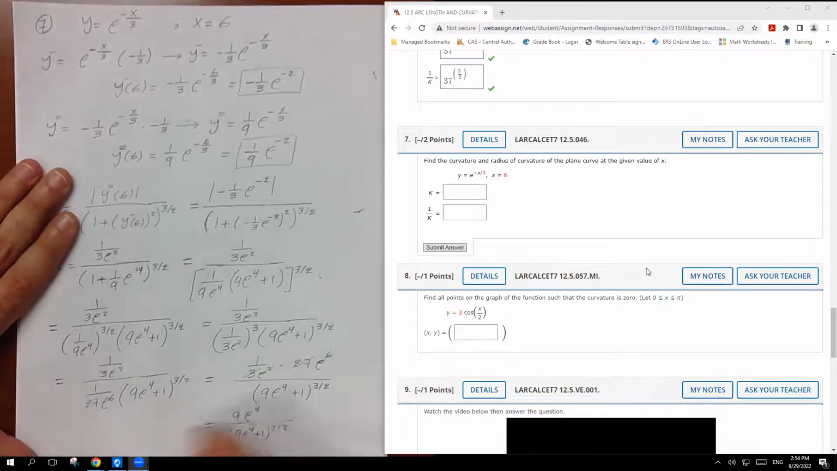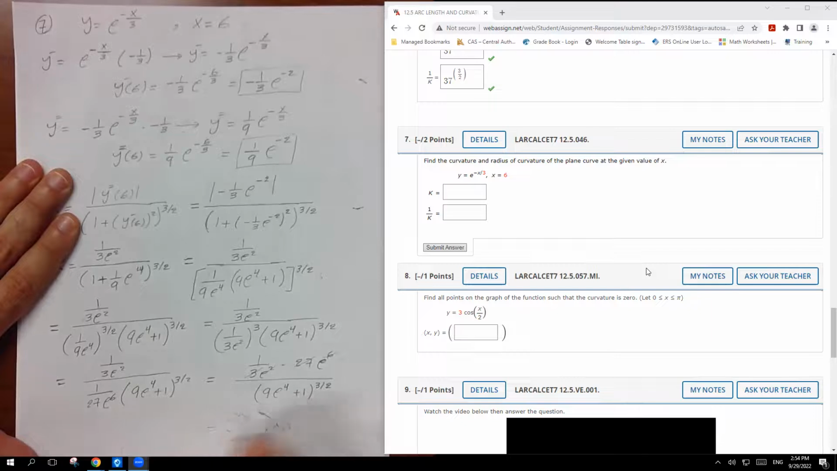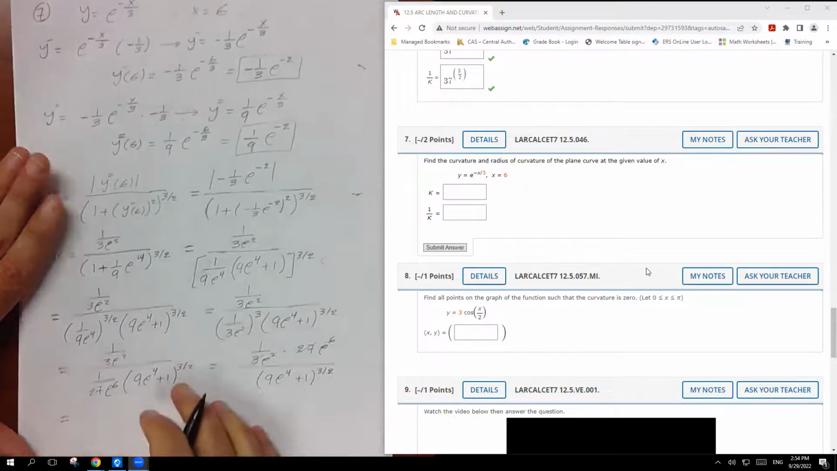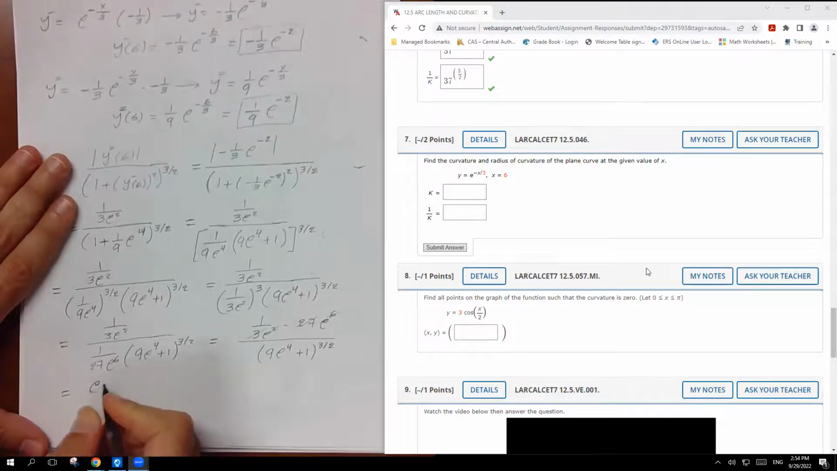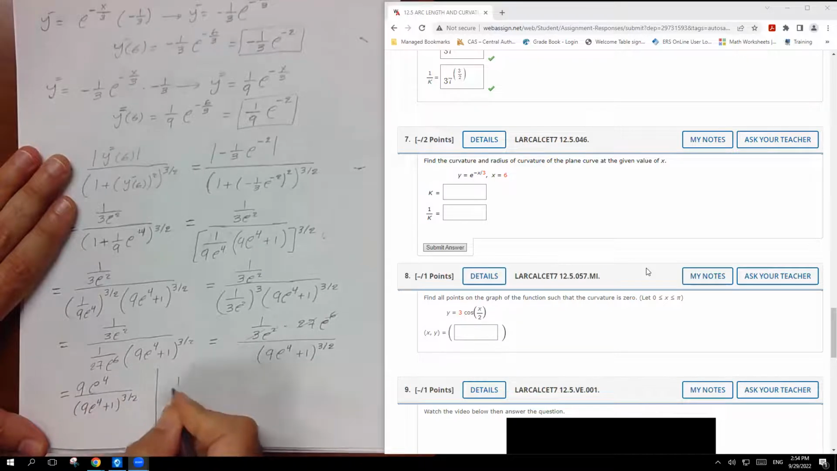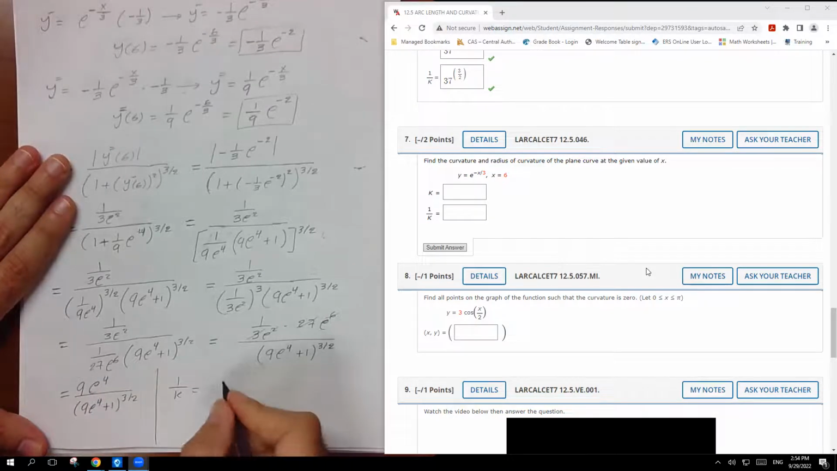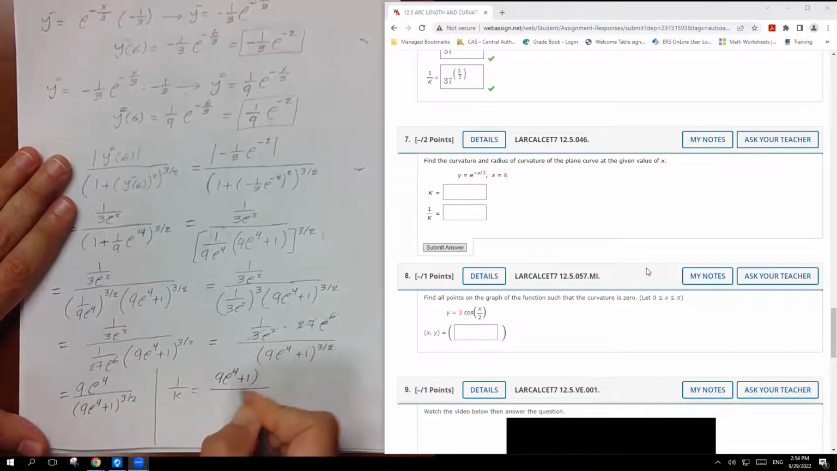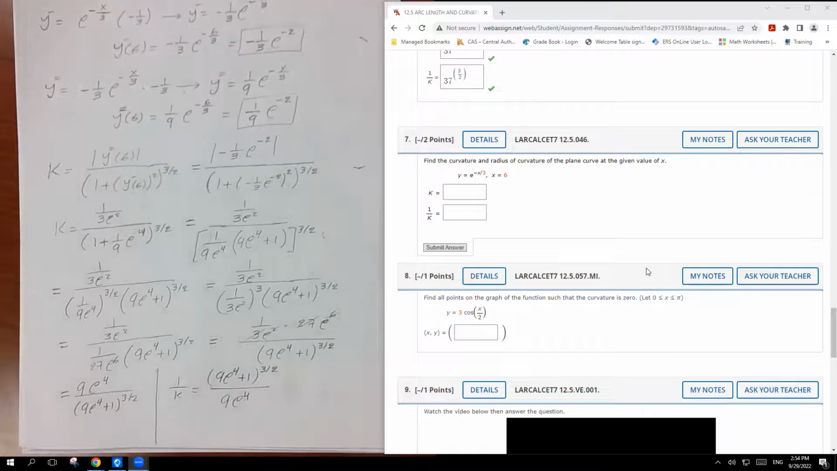Let's write down this. So for the k, you're just going to flip it because 1 over k. That means this one's going to be equal, this is the k. We said 9 e to the power 4 divided by 9 e to the power 4 plus 1 to the 3 over 2. 1 over k, you're just going to flip this one. So it's going to be 9 e to the power 4 plus 1 to the 3 over 2 divided by 9 e to the power 4. Let's check. We did everything step by step.